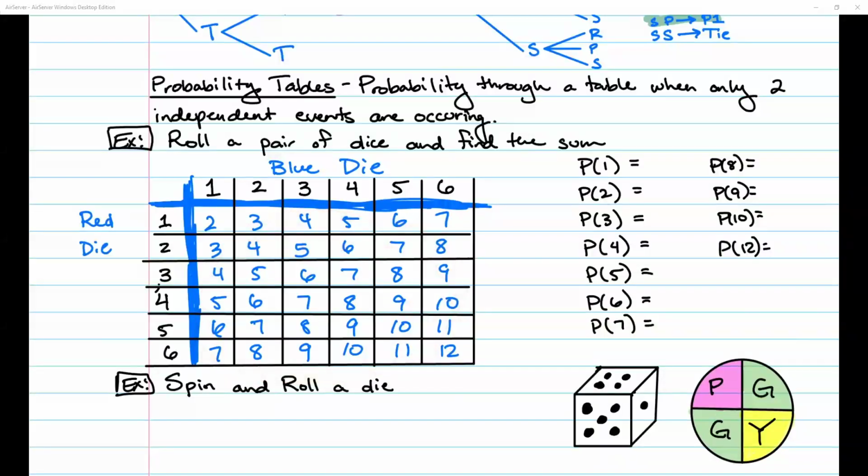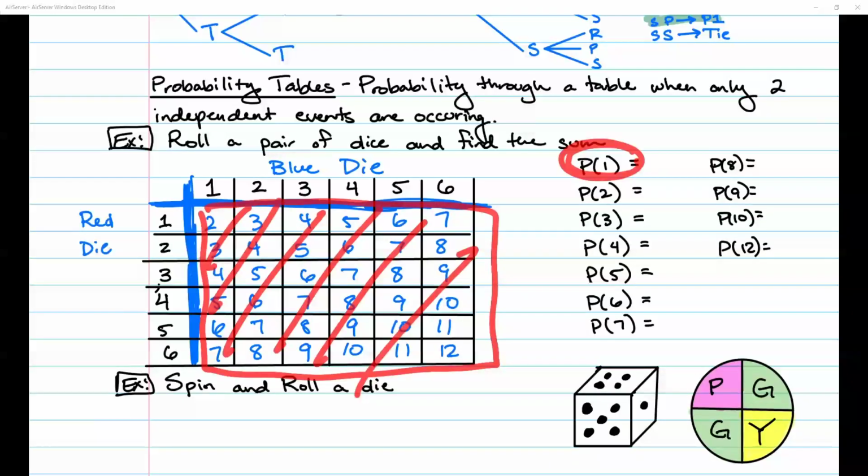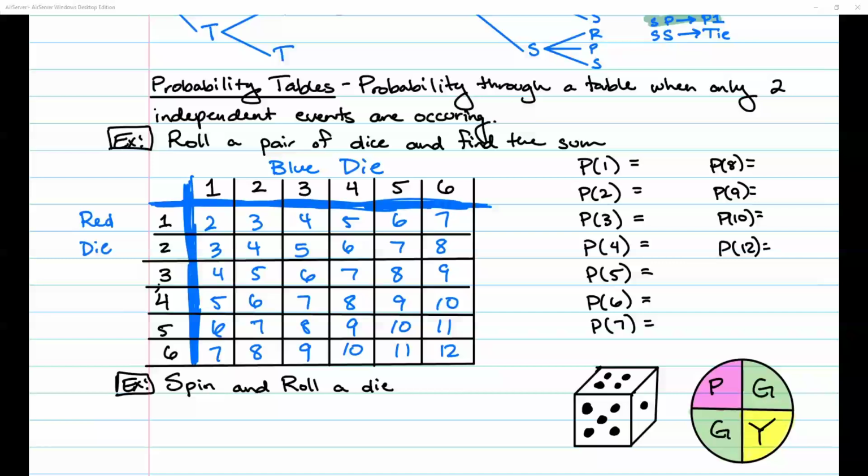Now, out of those 36 combinations, how many of them gave me a sum of 1? Well, out of these 36 boxes right here, I don't see a single one. So the chances that I roll a 1 on a pair of dice is 0 out of 36. That's why when we were playing the 10 O's game, if you put your number on 1, you had no shot.